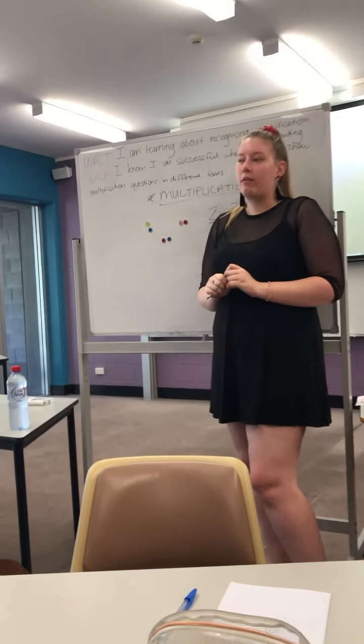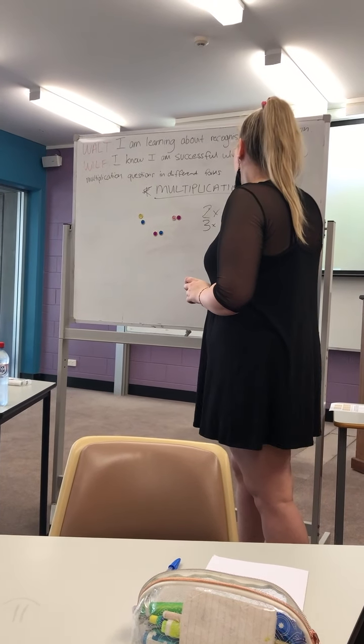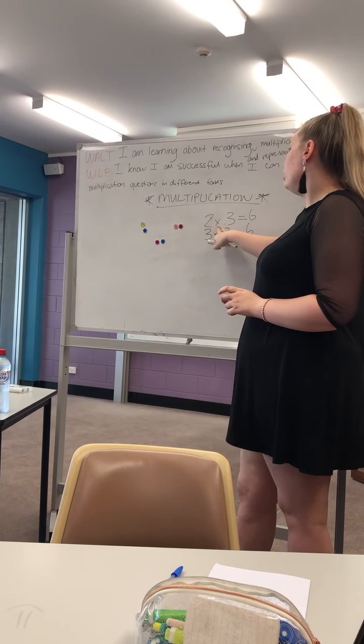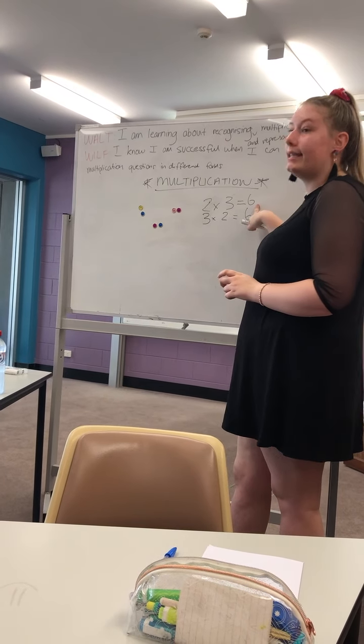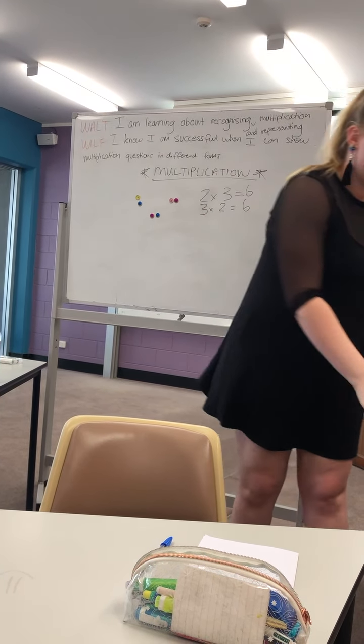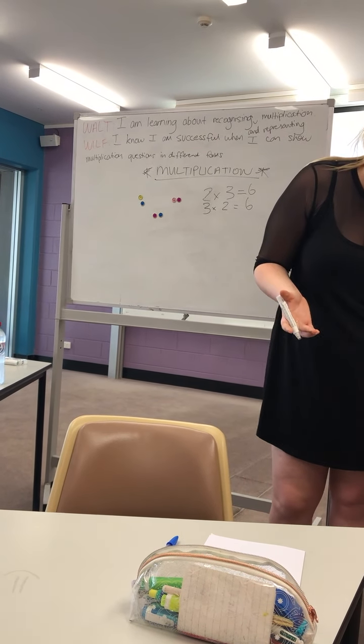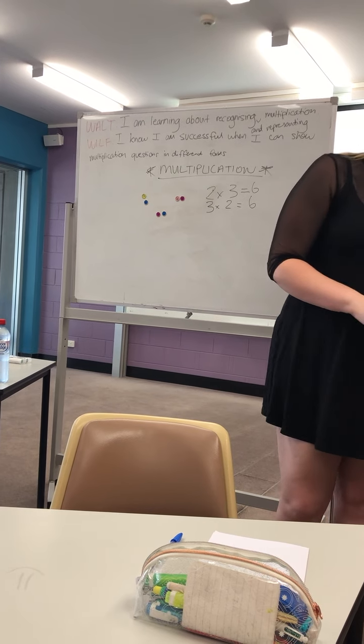How many potatoes do I have altogether? 6. 6, that's right. I have 6 potatoes. So now we know that 2 groups of 3 is 6, and 3 groups of 2 is 6. So that's how we show our multiplication in groups. But there are other ways we can show you as well.